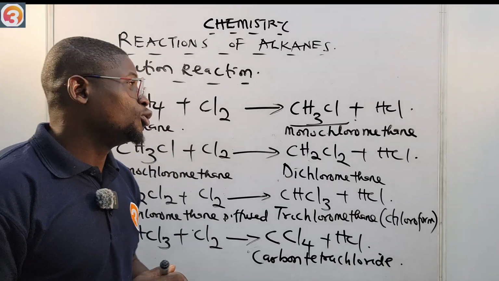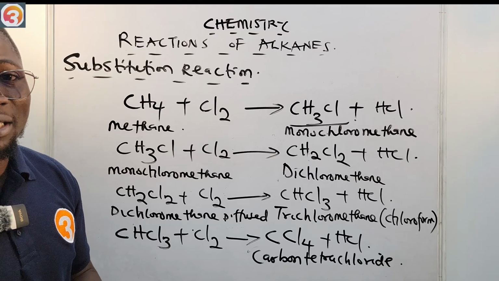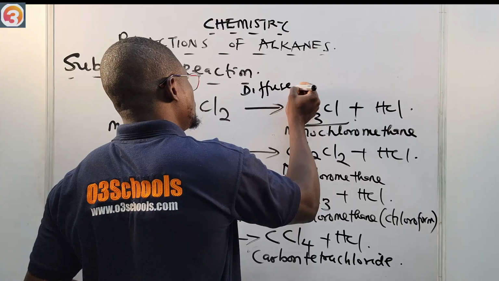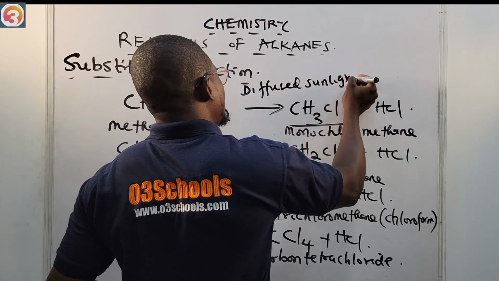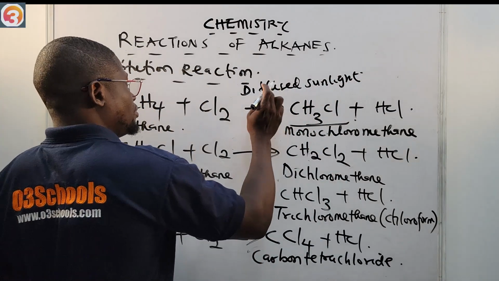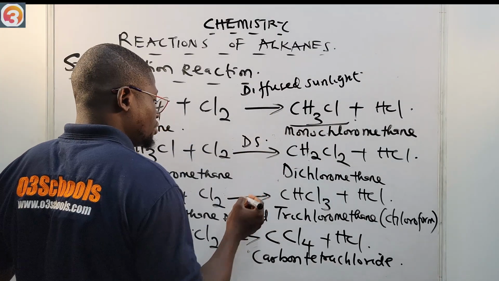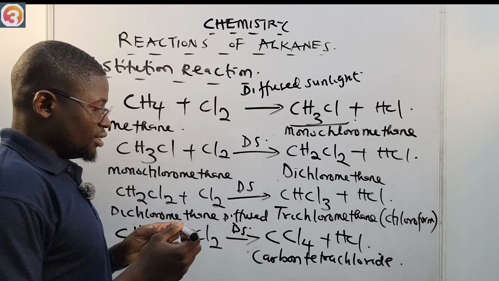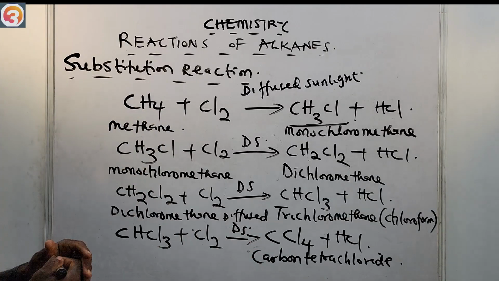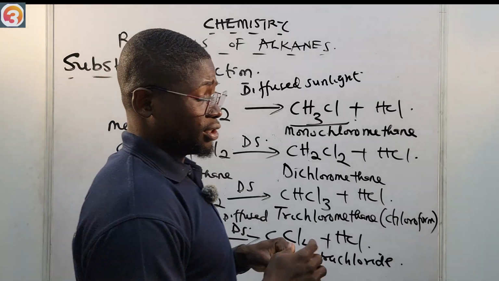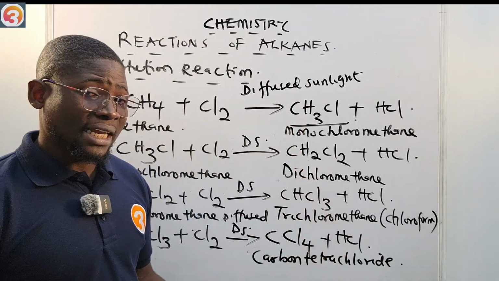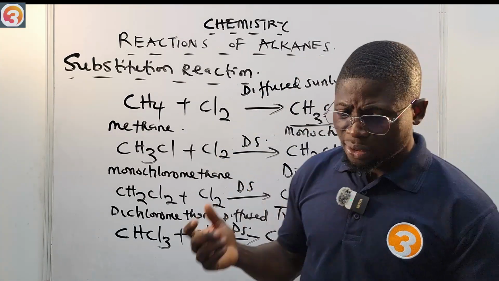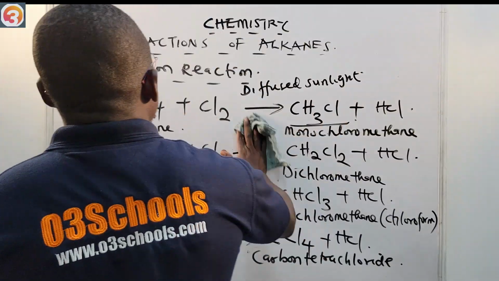And remember that if you write this reaction for me as a teacher, I will give you 0. You must tell me the condition under which this reaction is happening, and it is in the presence of diffuse sunlight. You don't shorten it to anybody. Make sure you write it in full: diffuse sunlight. This is a very, very important reaction. Most of the products that are formed are used as solvents. All right, so please let us now go to the final reaction that alkanes undergo.